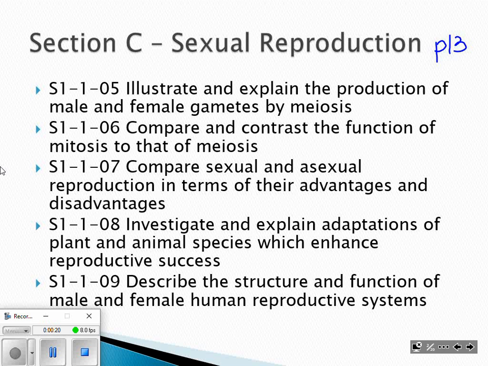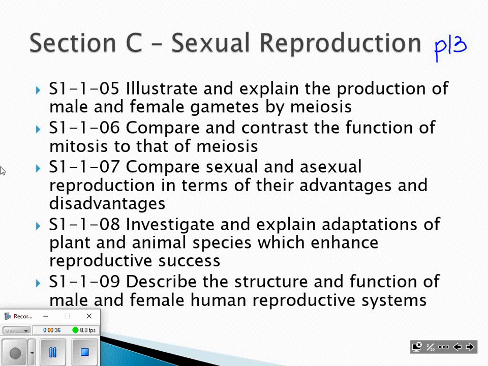production of male and female gametes. So gametes is the fancy science word for sex cells. So we're talking about the sperm and the egg. And we're making these cells by the process of meiosis, which is what we're going to cover in this lesson. We're going to compare and contrast the function of mitosis to meiosis.